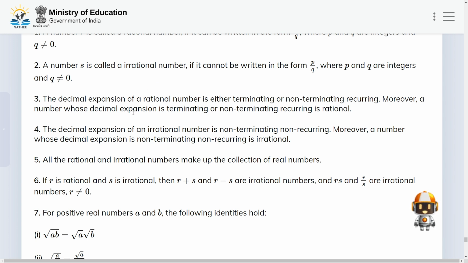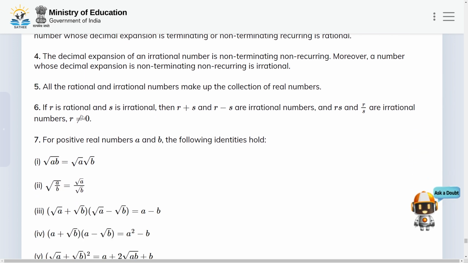Okay, and third point, you have studied the decimal expansion of a rational number is either terminating or non-terminating and recurring. Moreover, a number whose decimal expansion is non-terminating and non-recurring is called an irrational number. So the decimal expansion of an irrational number is non-terminating and non-recurring.